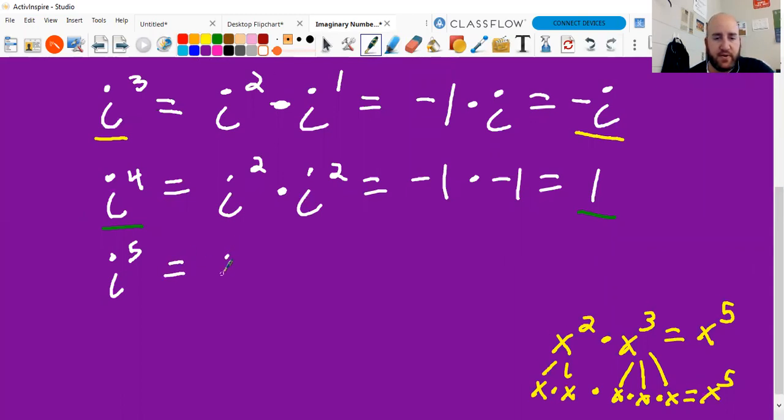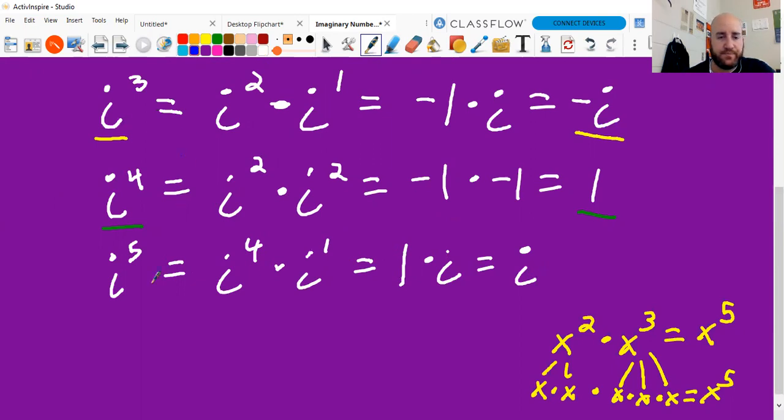So for i to the 5th, I'm going to do i to the 4th times i to the 1st. All right. i to the 4th, we just said is 1. i to the 1st, we revisited up here. We know it is i. 1 times i is 1i, or just i. All right, so i to the 5th is i.